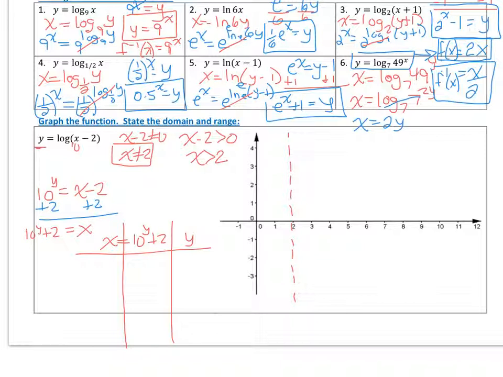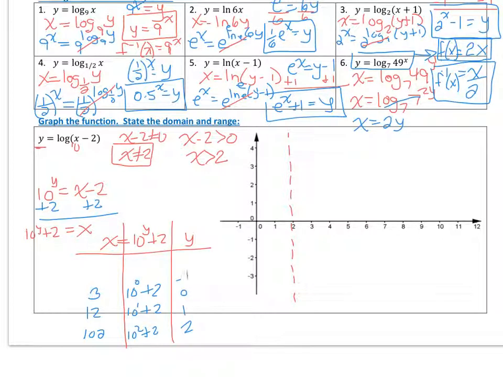So let's pick some natural numbers. Let's say 0 is always a good one first. So we've got 10 to the 0 plus 2. Any base to the exponent 0 is 1, and 1 plus 2 is 3. And looking at y equals 1, we've got 10 to the 1 plus 2, well that would be 10 plus 2, which is 12. You can see the numbers really growing fast. I've got 10 squared, which is 100, plus 2 is 102.